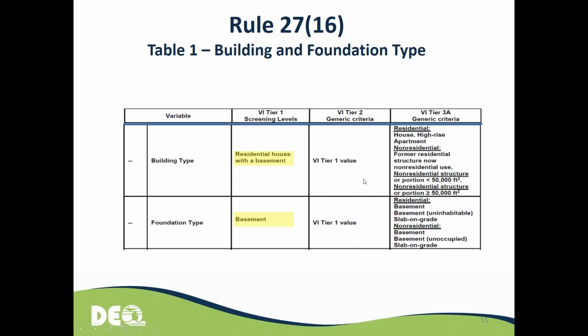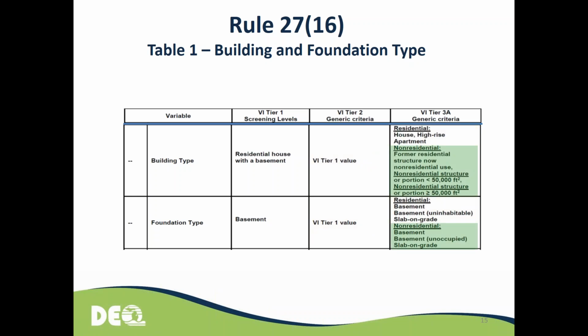So when we look at building type and foundation, this is a blow-up of that table 1. We have a residential house with a basement, which is the same for the VI tier 2, which is the generic unrestricted criteria. The VI tier 3A, we have additional options. So we can look at things that we may have to use a land or use restriction for, which may include, under the residential category, a high-rise apartment.